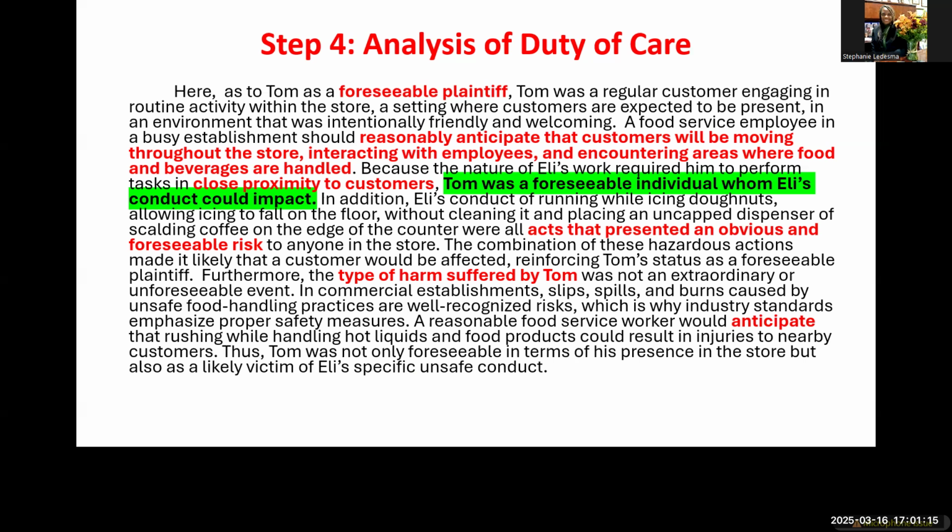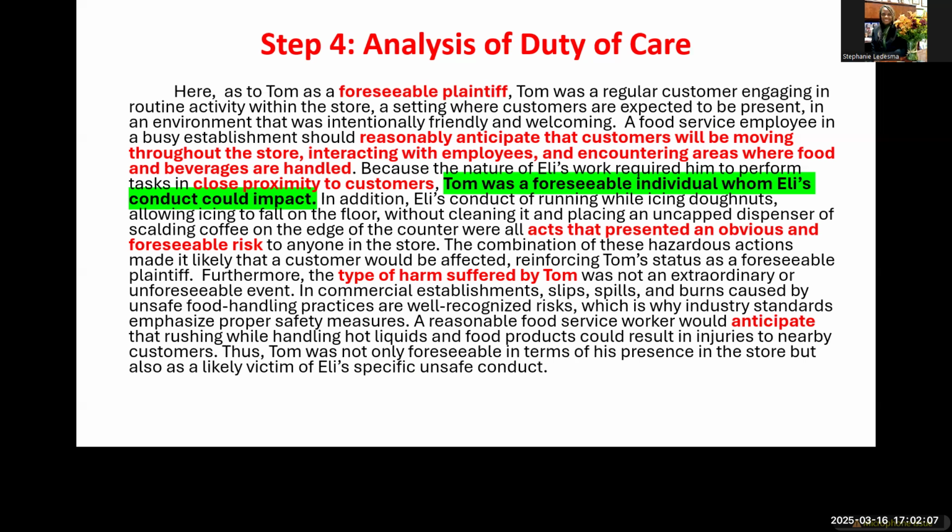He's a foreseeable plaintiff. In addition, Eli's conduct of running, that's from the facts, while icing donuts, that's from the facts, allowing icing to fall on the floor, that's from the facts, without cleaning it up. It didn't say that he didn't clean it up, but it said that he fell on it. And placing an uncapped dispenser of scalding coffee on the edge of the counter, that's from the facts, were all acts that presented an obvious and foreseeable risk to anyone where? Inside the store. The combination of these hazardous actions made it likely that a customer would be affected, reinforcing Tom's status as a foreseeable plaintiff.